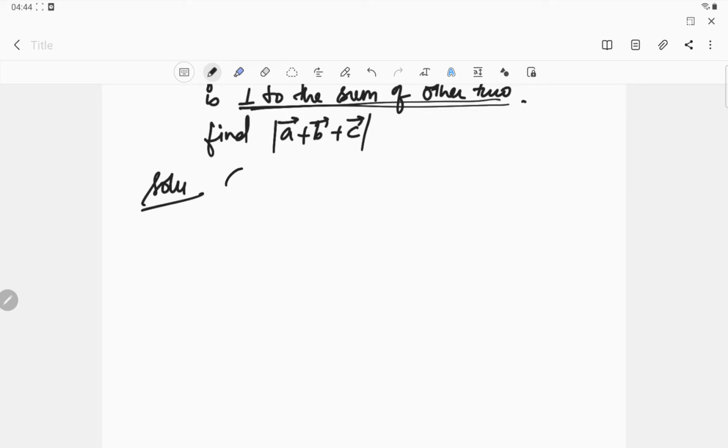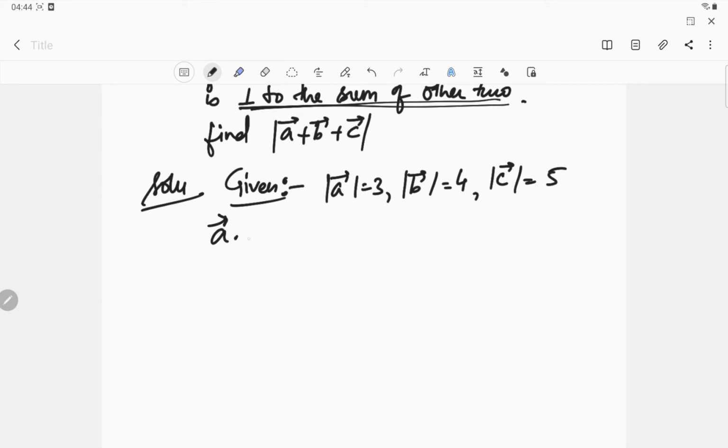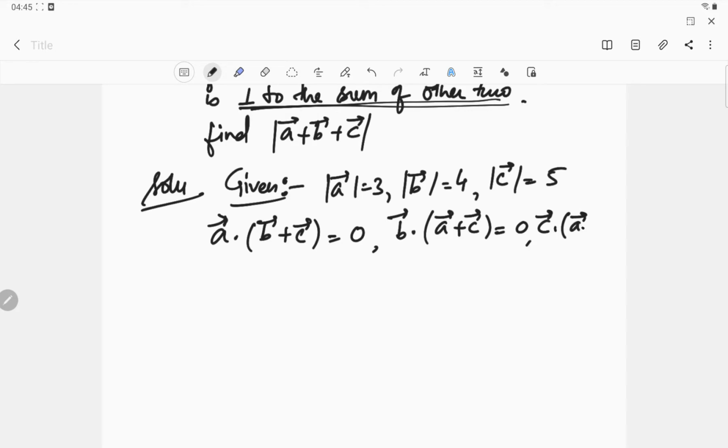So let us start with the solution. Given part: magnitude of A is given to be 3, magnitude of B is given to be 4, and magnitude of C is given to be equal to 5. Furthermore, one of the vectors is perpendicular to the sum of the other two. We are using the property that whenever two vectors are perpendicular, their dot product has to be 0. So A dot B plus C is going to be 0, B dot A plus C is going to be 0, C dot A plus B is going to be equal to 0.